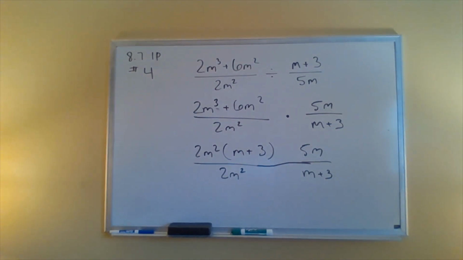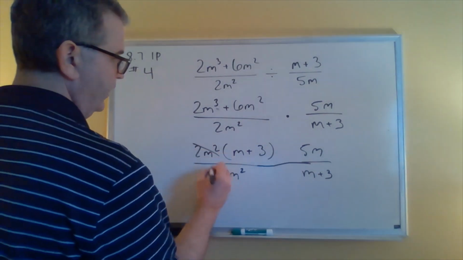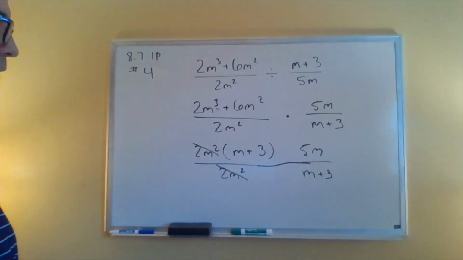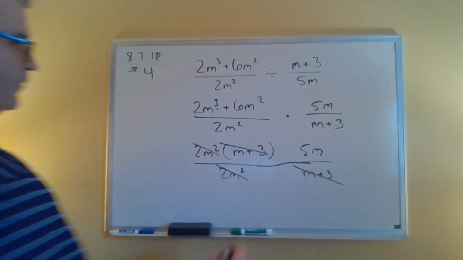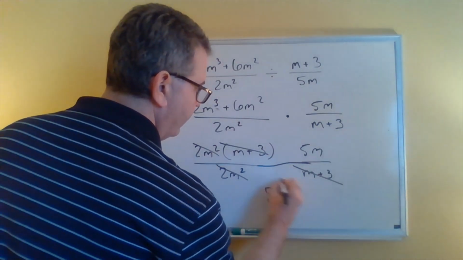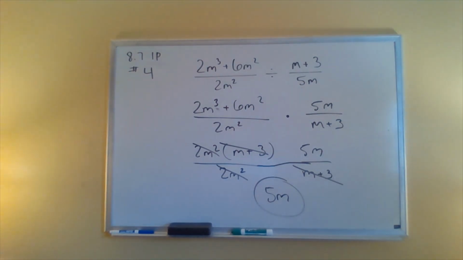Now we've got to look for some stuff to cancel out. Right away, I see 2m squared is on top and bottom. I've got the factor of m plus 3 on the top and the bottom. That'll leave me with just 5m for my answer to number 4.